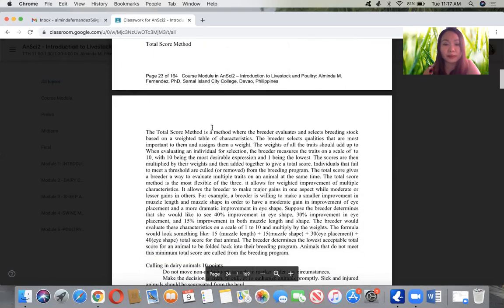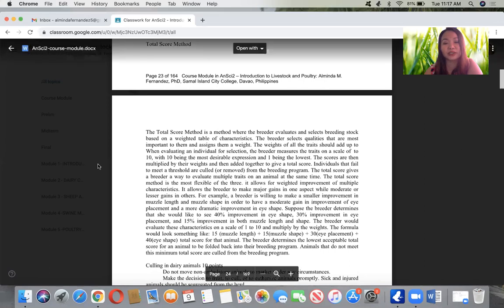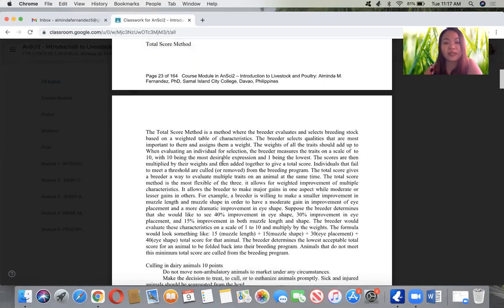We also have the total score method. In the total score method, the breeder evaluates and selects breeding stock based on weighted characteristics. The breeders select qualities that are most important to them and assign them a weight. The weights of all traits should add up to a set total. When evaluating an individual for selection, the breeder measures the traits on a scale of 10, with 10 being the most desirable expression and 1 being the lowest. The scores are then multiplied by their weights and added together into a total score. Individuals that fail to meet the threshold are culled or removed from the breeding program. The total score gives a breeder a way to evaluate multiple traits on an animal at the same time. So that's why it's called the total score.